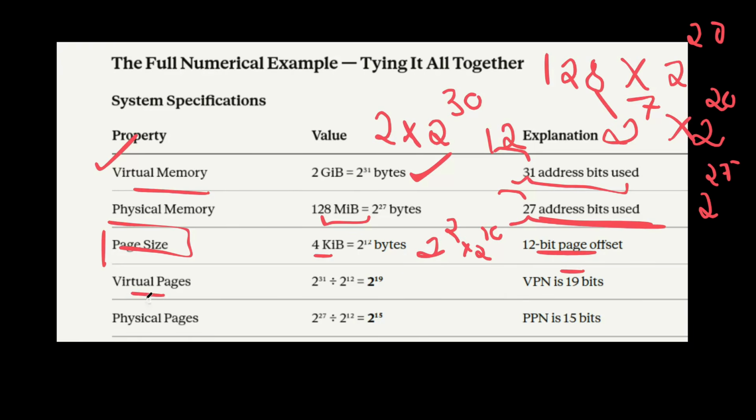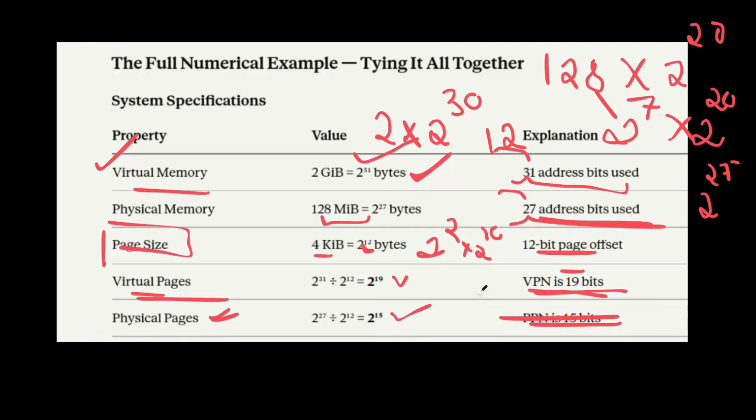So how many virtual pages are there? 2 raised to 31 divided by the page size 2 raised to 12 gives 2 raised to 19. Similarly, how many physical pages are there? The total capacity 2 raised to 27 divided by 2 raised to 12 gives us the number of physical pages. That means 19 bits are the virtual page number bits, and 15 bits are the physical page number bits.